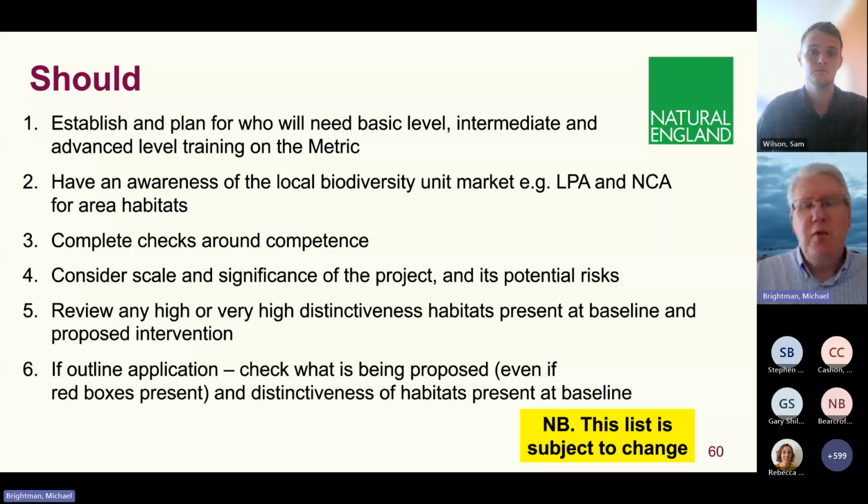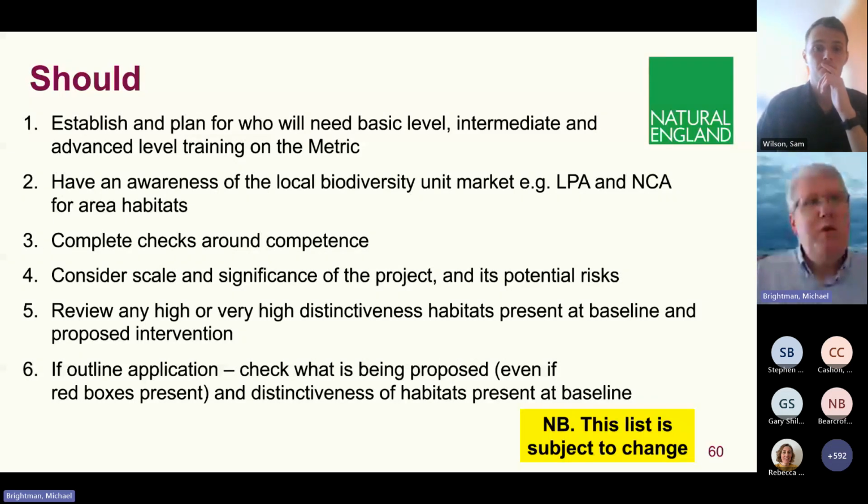LPAs should complete checks around competence. And LPAs should also consider the scale and significance of the project and its potential risks, and from that decide what level of scrutiny and review that application is given.